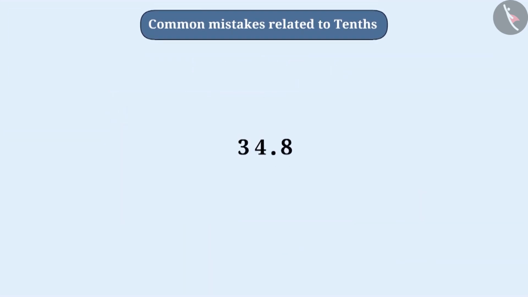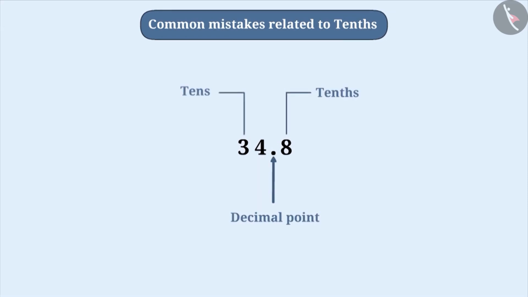While talking about the position of digits in numbers, many students get confused between the position of tens and tenths. In 34.8, 3 is the digit of tens and 8 is the digit of tenths. It is important to understand that the place on the right of the decimal point is the place of tenths and the place of tens is the second place on the left side of the decimal point.